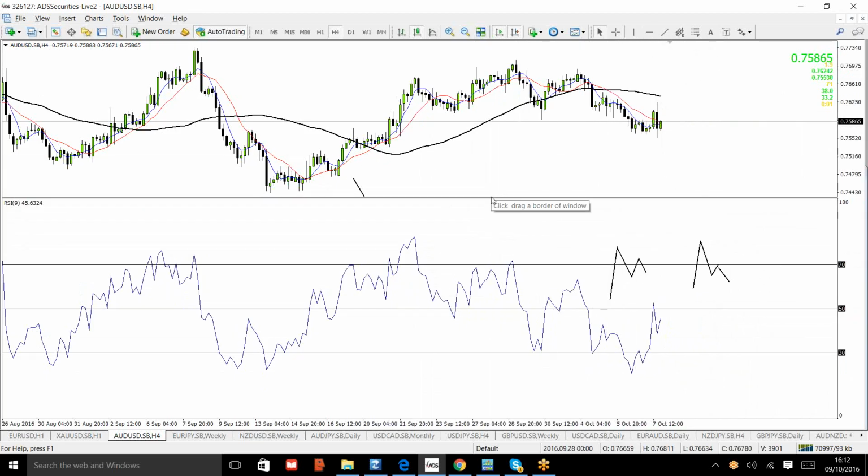Now, I'm going to teach you divergence, but tell me before, do you guys understand the first method of using the relative strength index? Say yes. Say yes, guys.